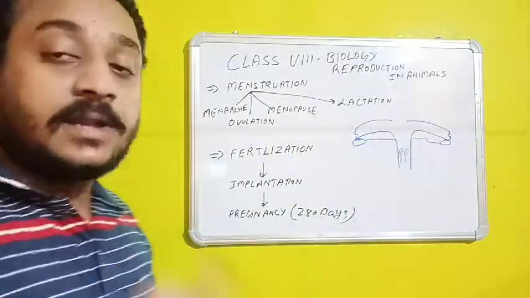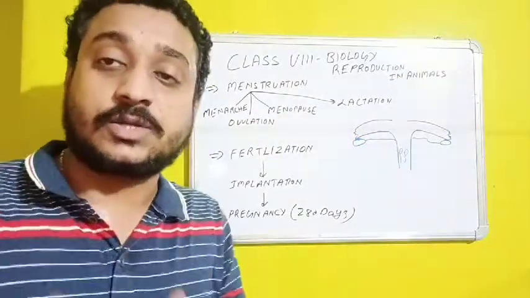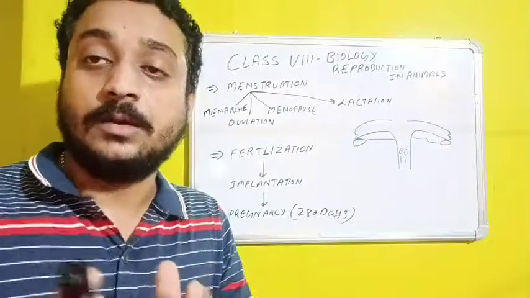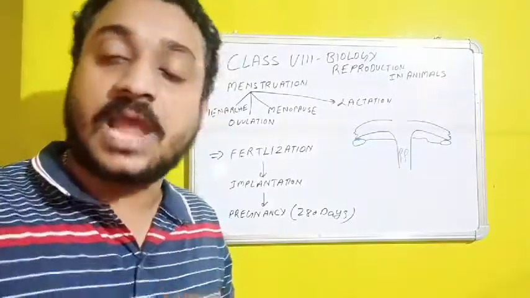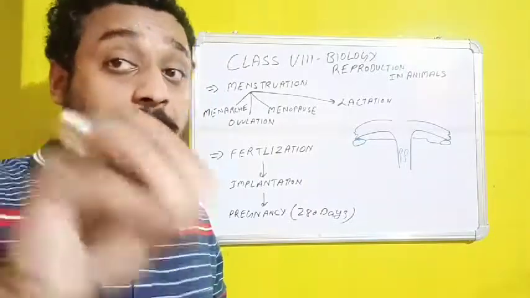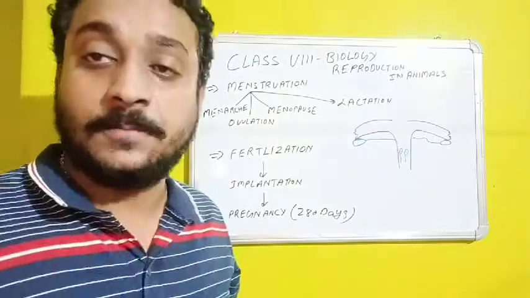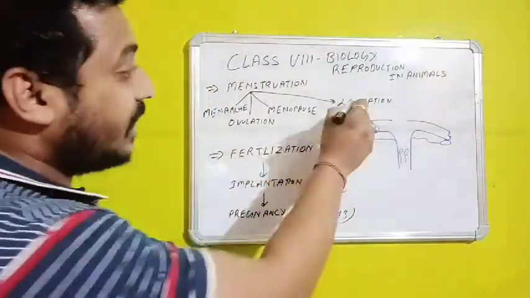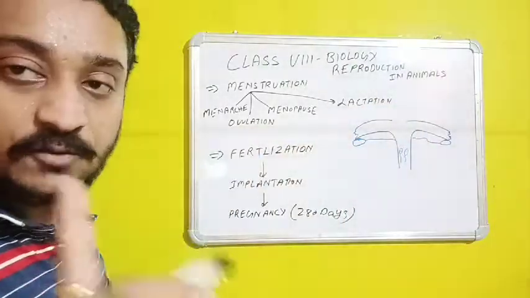Lactation: after the pregnancy and after the delivery, when the child is delivered, the breast or mammary glands of the human female, or of any female from the mammal category, will start to secrete milk. And once the milk has been secreted, it will feed the baby. So for lactation, both pregnancy as well as delivery are needed.